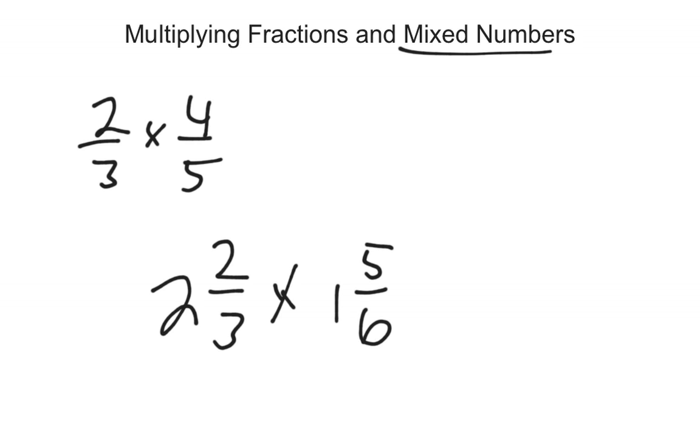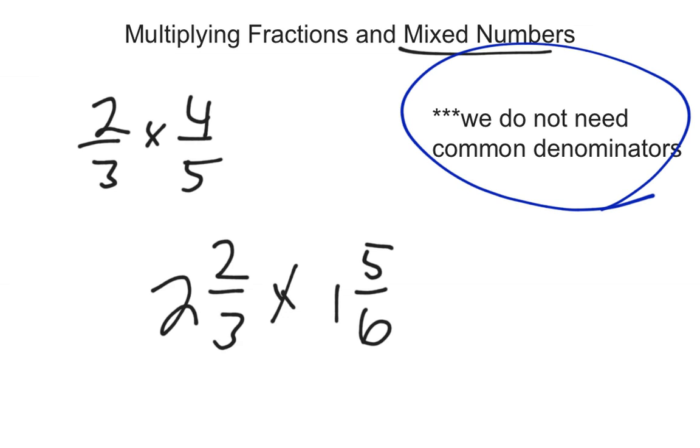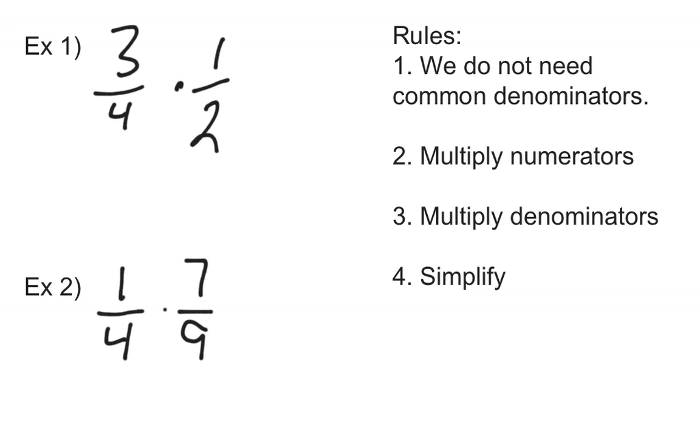The big key today, though, is that we do not need common denominators. That's what I put right here for you guys to see. If we happen to have common denominators, that's okay, but we do not need to change our fractions over like we did when we added and subtracted fractions. So for today, the big thing is we don't care about common denominators. We don't need them when we're multiplying. Okay, so example 1, example 2 here.